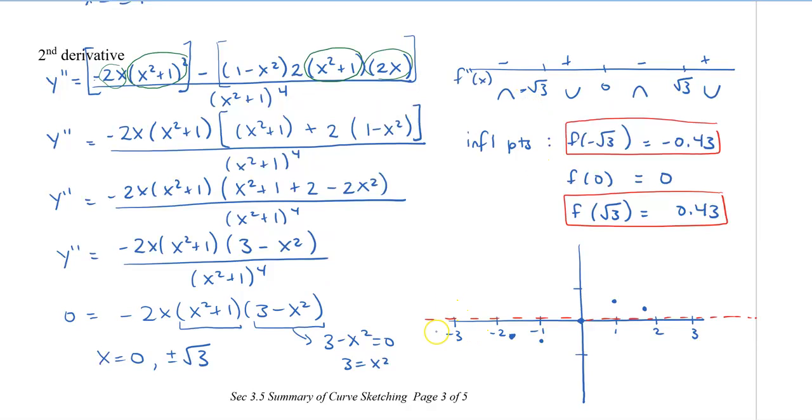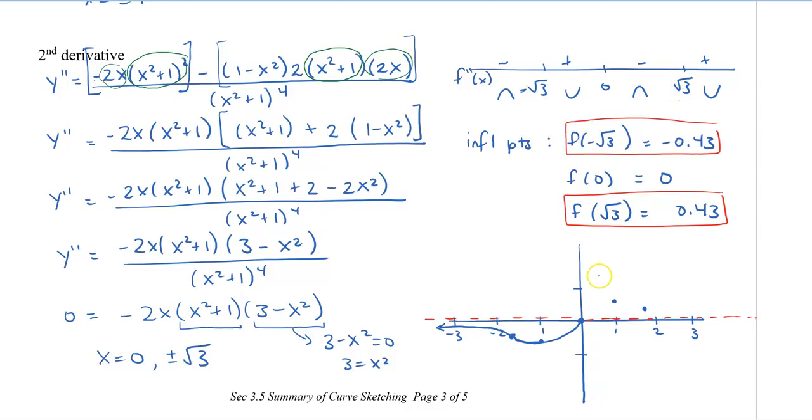So from negative infinity to negative root 3, we have this to be concave down. So we would draw something like this. Okay, so we're going to go through our asymptote and up to negative root 3. And then from negative root 3 to 0, it's going to be concave up. So I'm going to exaggerate this a little bit. So it's concave up here, and then it's going to be concave down over here. And this goes all the way to 0, so I should go from here, concave up all the way to 0.